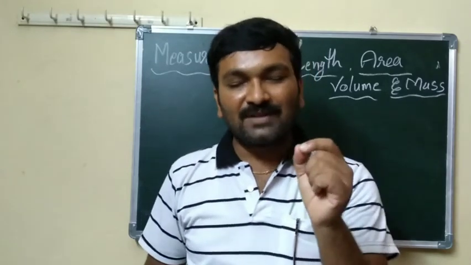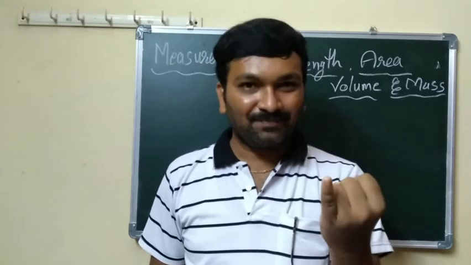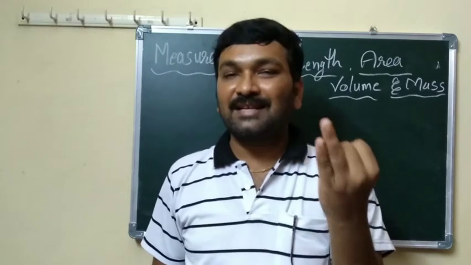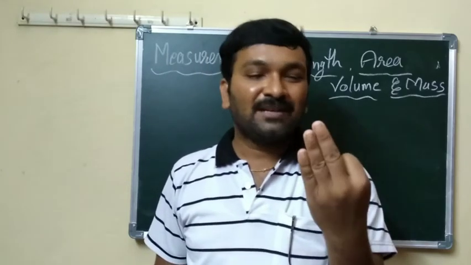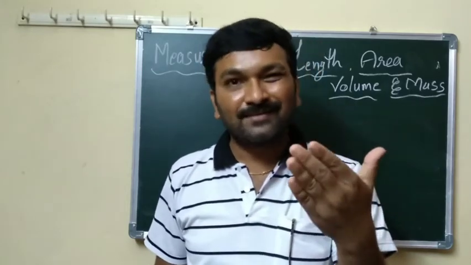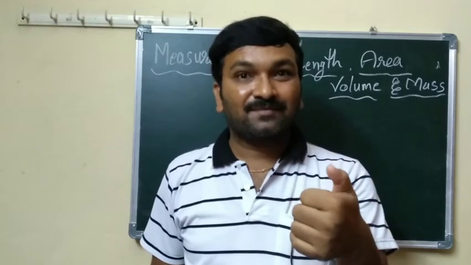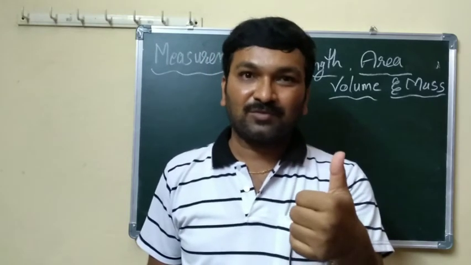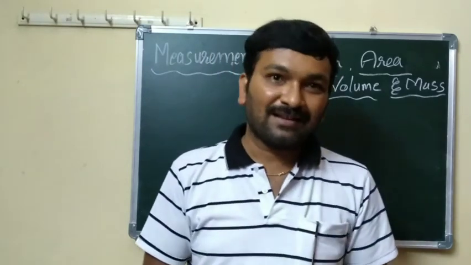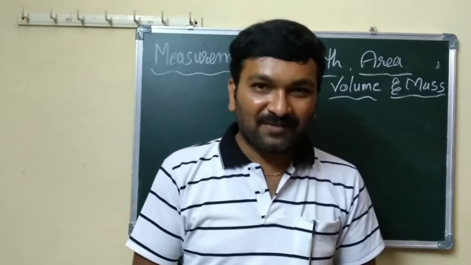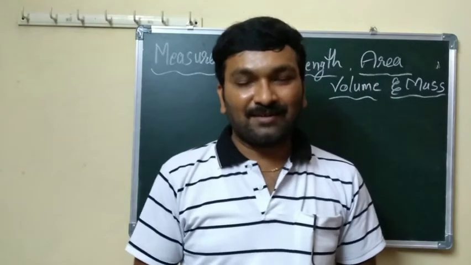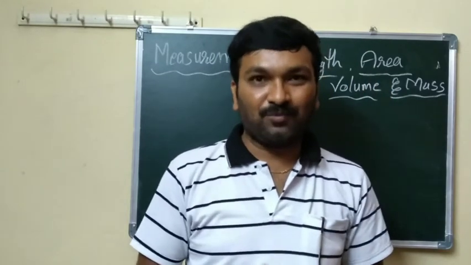For the small quantities, deci means 10 to the power of minus 1. Centi means 10 to the power of minus 2. Milli means 10 to the power of minus 3. Then micro, 10 to the power of minus 6. Afterwards nano, 10 to the power of minus 9. Next is pico, 10 to the power of minus 12. These are the quantities we learned in the previous class. I hope everybody has learned them by heart and practiced them all.